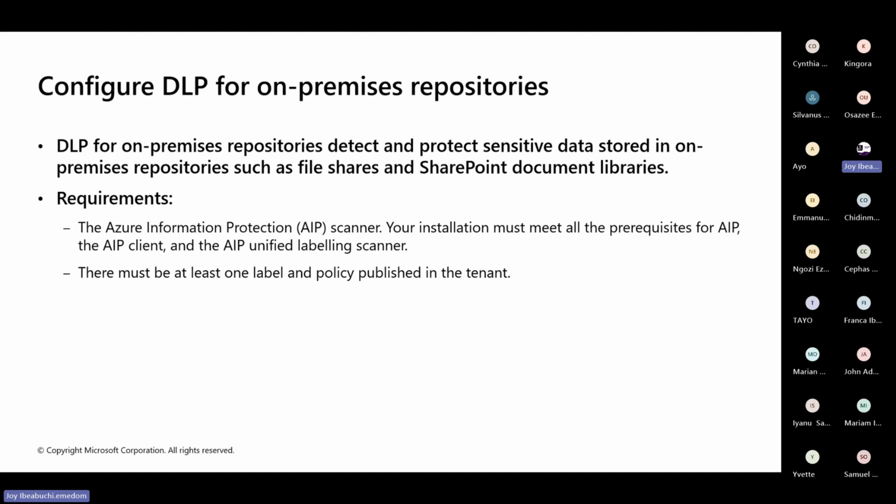Again, we can extend DLP to on-prem repositories, right? Like file shares and SharePoint document libraries that are on-prem, using what we call the Azure Information Protection Scanner. Where you install it, it needs to meet certain prerequisites and have the AIP client that will enable you to do the connection by extending your labeling. Again, another piece of work on its own, but is it possible?